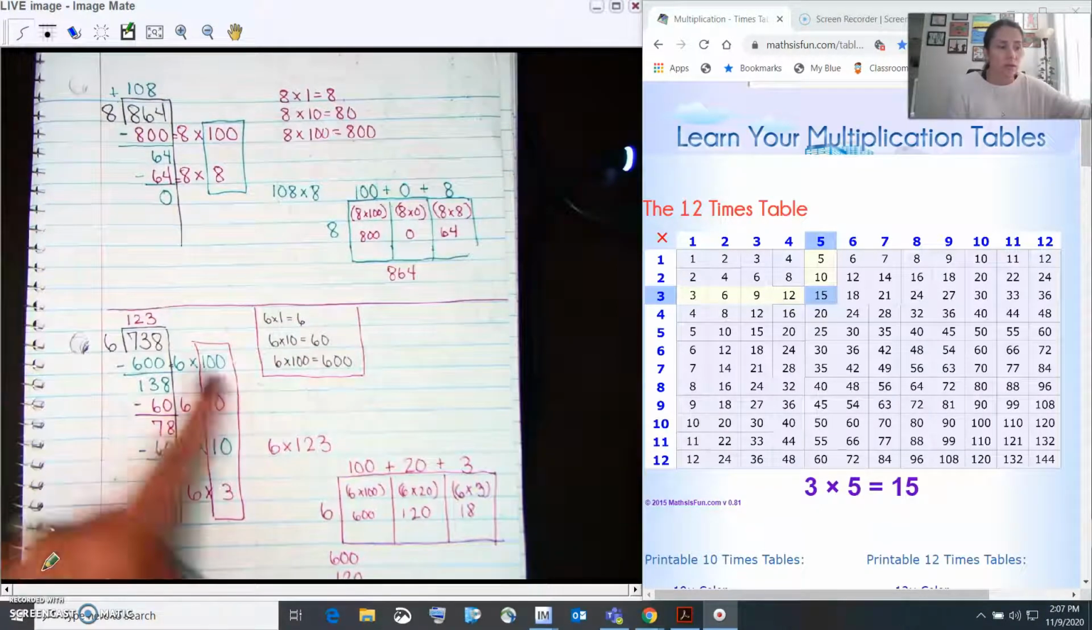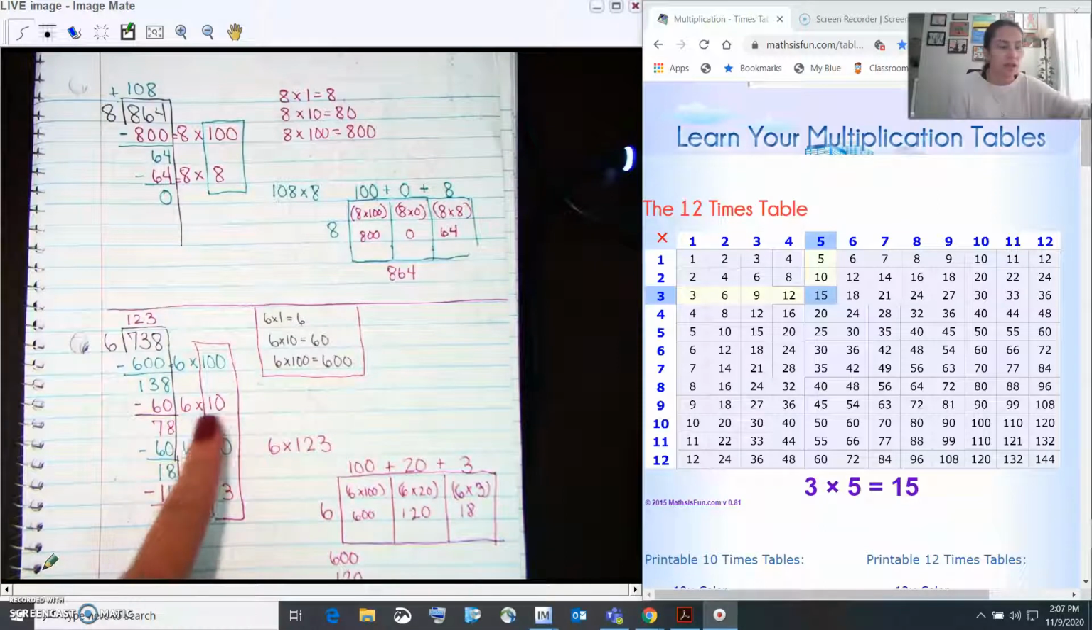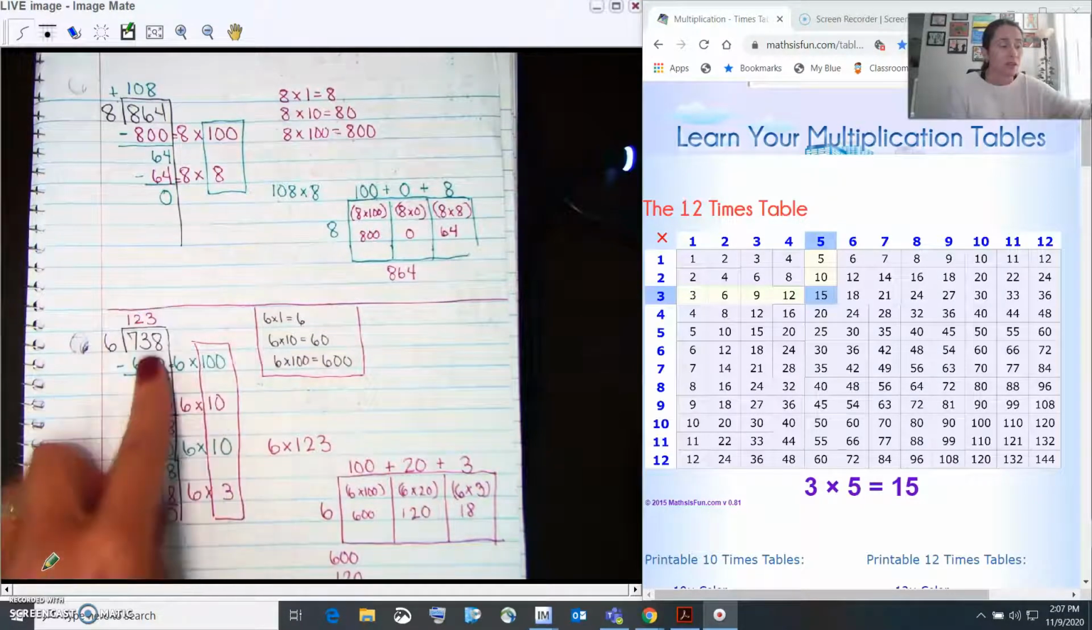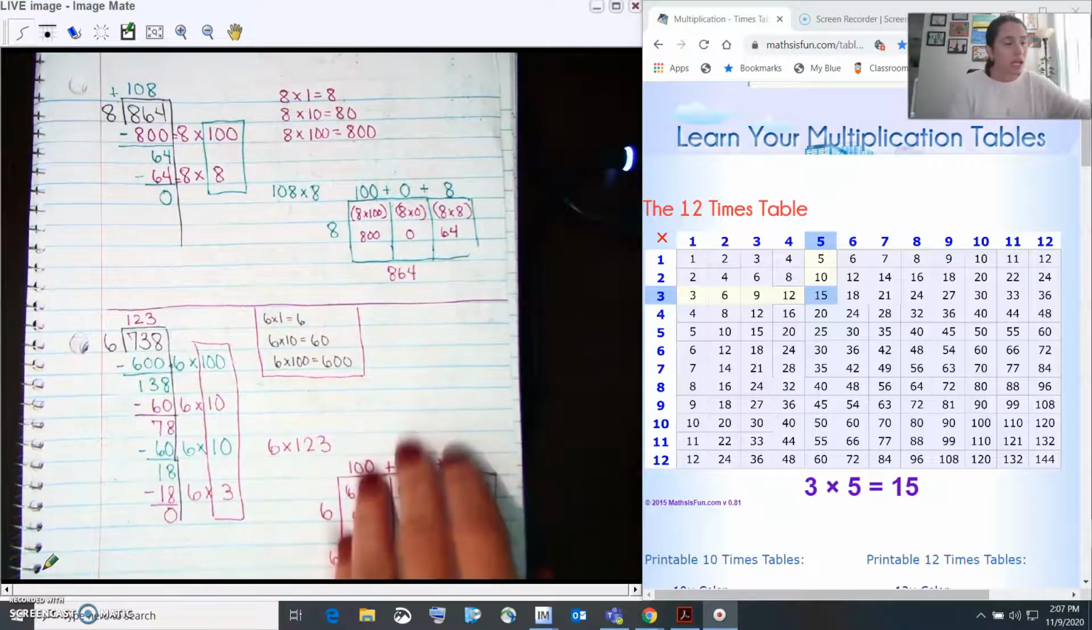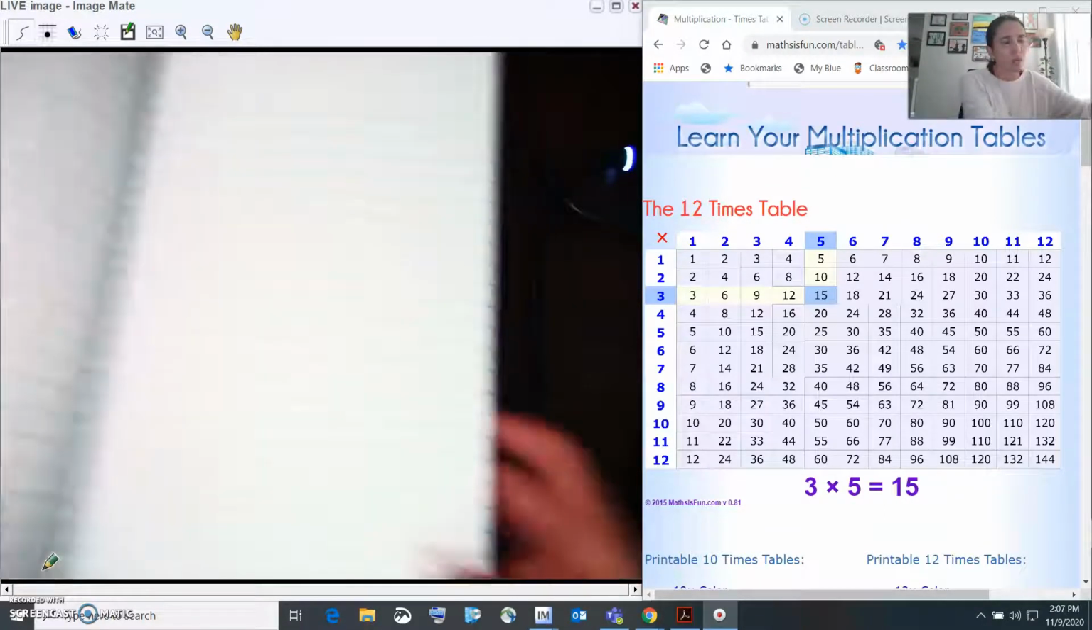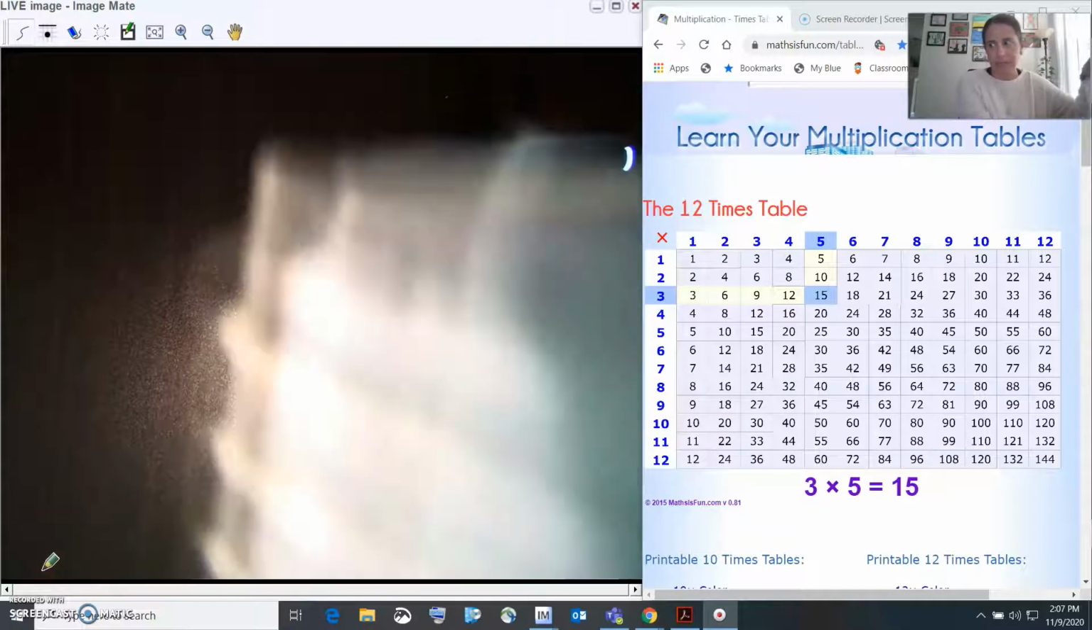Same with this one. We've got 100 groups of 6, then we've got 10 groups of 6, we've got 10 groups of 6, and another 3 groups of 6 to get our answer of 123. So today, I'm going to show you one more way, and this is the way your parents probably know best.